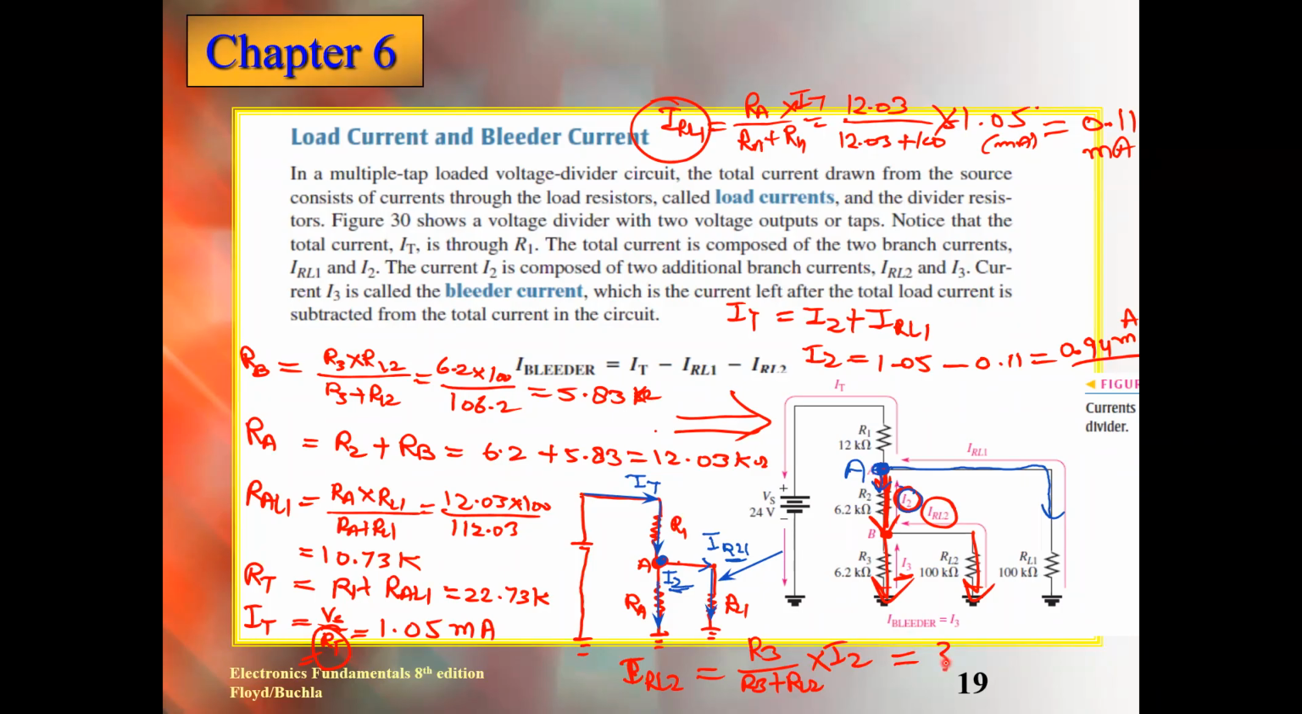After getting this, you can apply KCL, and then you can calculate I3. And the I3 is basically the bleeder current. So I3 will be I2, the total current, minus IRL2. Then you can get this current also. This is the approach you should apply. Just put in the formula IRL1 minus IRL2, and IT you already know, the total current. Then you will get the I bleeder, that is I3, which is the remaining current. Clear now?